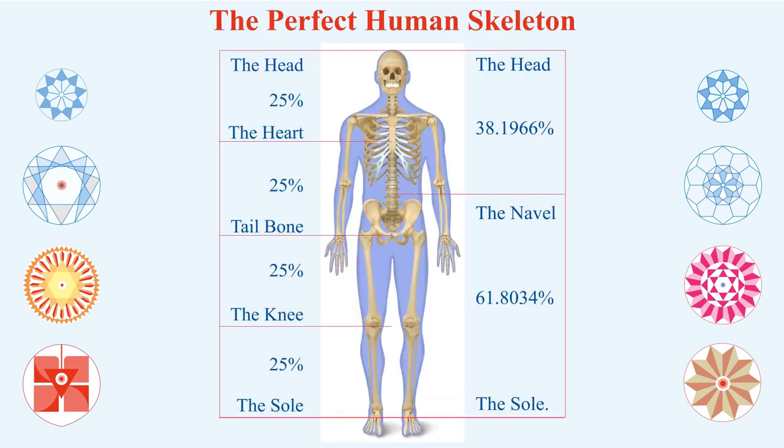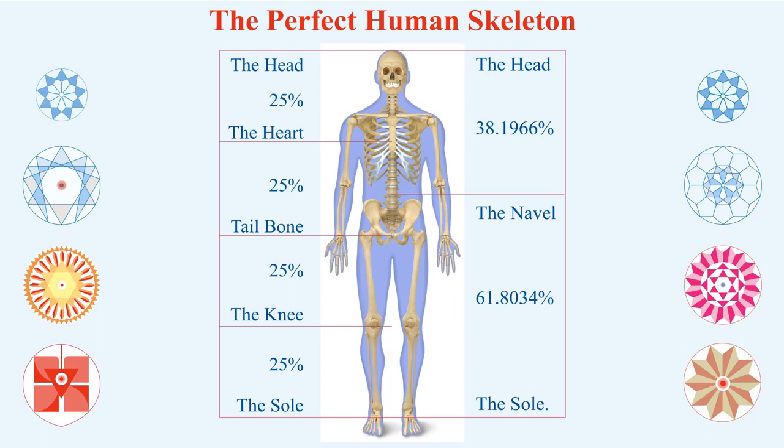Now, the perfect human skeleton, and I know all three basically have the same structure. Here you can see from top to soles, you can divide into 4 equal parts of 25%: head to heart 25%, heart to tailbone 25%, tailbone to the knees 25%, knee to the soles another 25%.